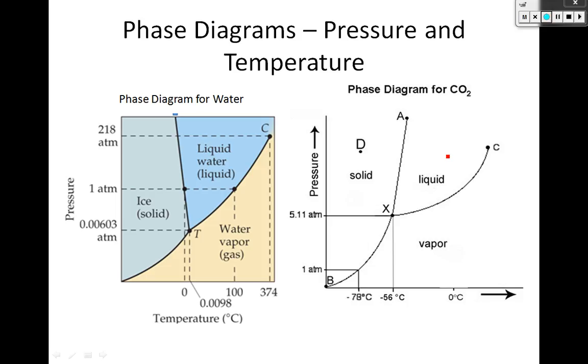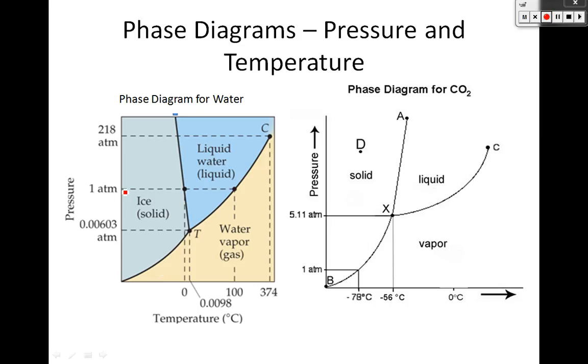So this is kind of a complicated graph. Let's look first just at this one for water, okay? Whenever you have a phase diagram, you're going to have 3 sections. Here's the solid section. This is where water is solid. Here's the liquid section. This is where water is liquid. And here's the vapor or gaseous section. This is where water would be gas.